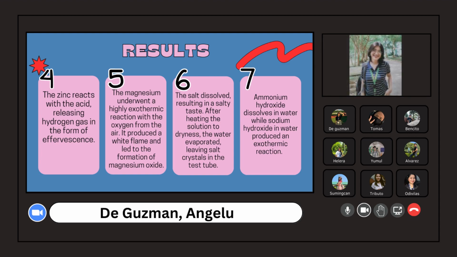Our experiment showed that when adding 0.5 grams of table salt to 5 ml of water in a test tube, the salt dissolved, resulting in a salty taste. Upon heating the solution to dryness, the water evaporated, leaving behind salt crystals in the test tube.